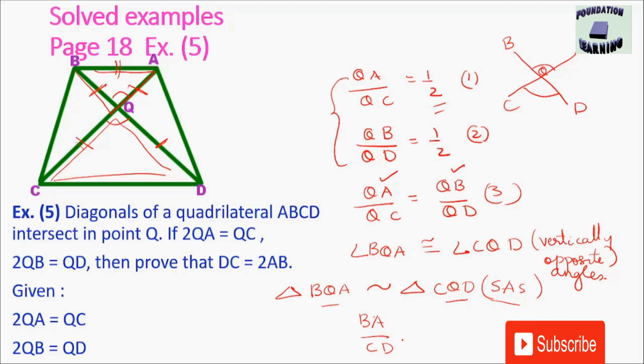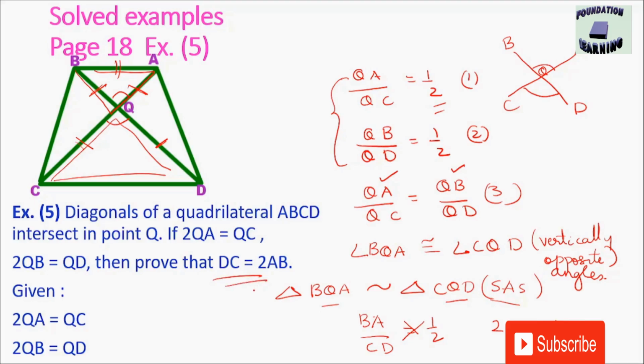Now what we have said, that they all are equal, right? So BA upon CD will also be, the ratio will also be half because they all are in proportion. Then we cross multiply, and you get 2BA or 2AB, which is equal to CD or DC. This is what we had to prove.